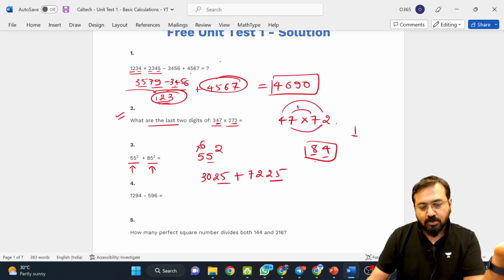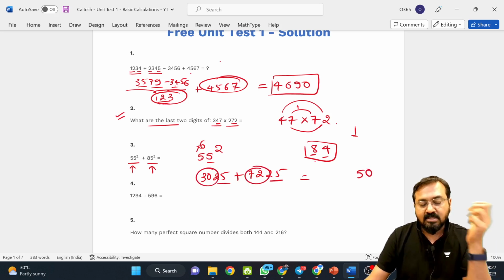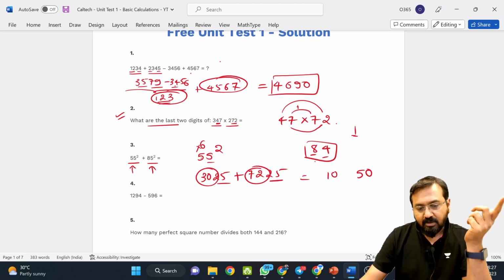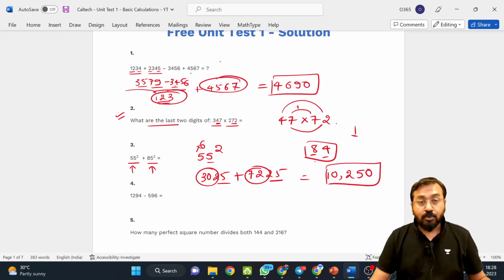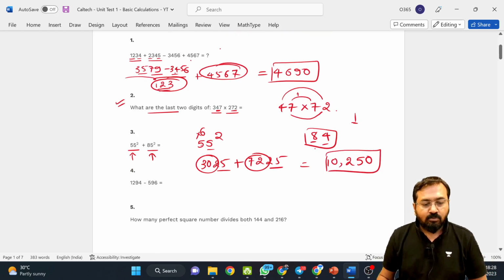So 25 plus 25, of course, it's going to be 50, and 7200 plus 3000, so it's going to be 10,200, right? So it's going to be 10,250. I really hope you have understood this, guys. Yes, okay. Now let's look at one more question.